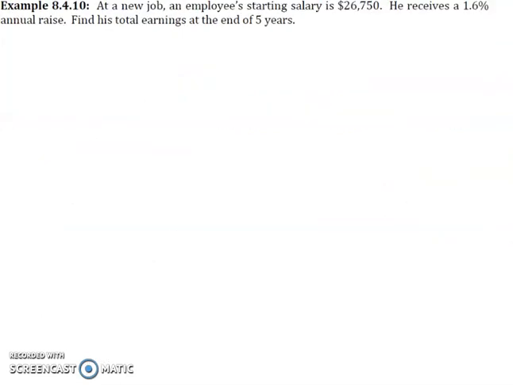All right, go ahead and take a moment, pause the video, and practice this one on your own. At his new job, this employee is earning a starting salary of $26,750. Each year after that, he receives a 1.6% annual raise, which means we are multiplying by 1.016. We have 100% of his salary plus this 1.6% of his salary to give us this multiplier of 1.016. And then our power is n minus 1. We get that raise of 1.6% every year after the first year, so n minus 1.